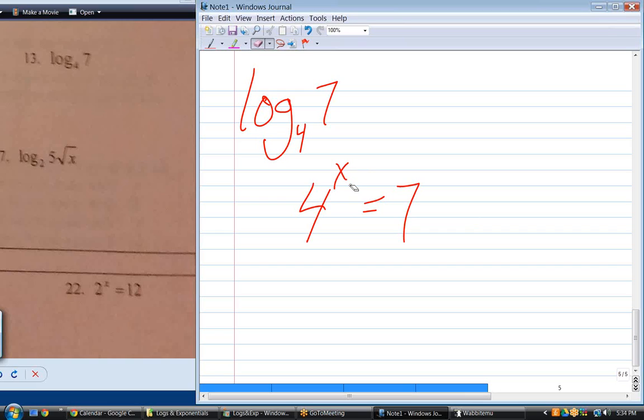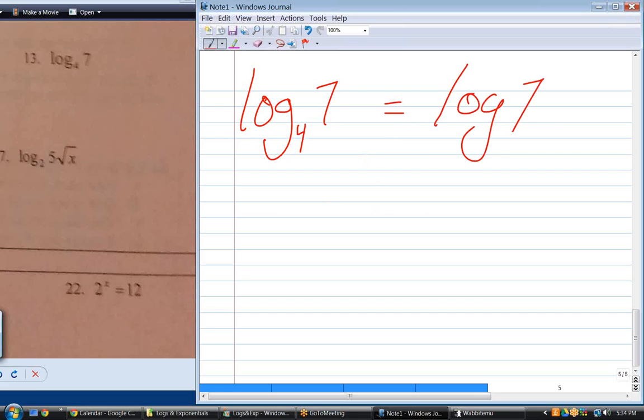Is x greater than 2 or less than 2? Less than. So it's somewhere between 1 and 2, which means we can't solve it this way. We have to solve it this way. How do I do that on my calculator? Log 7 divided by log 4.